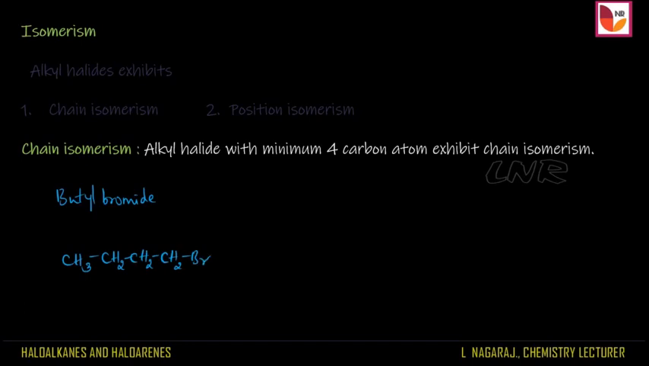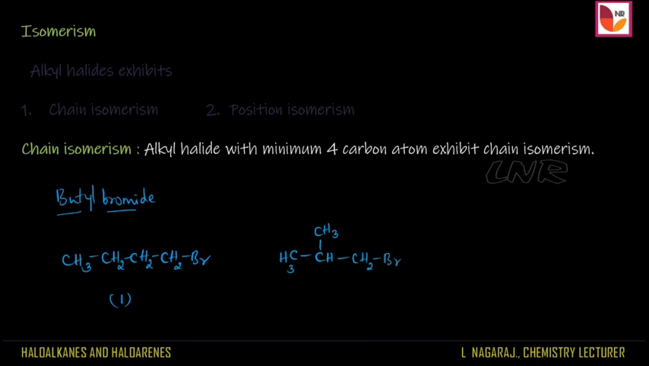So butyl is nothing but 4 carbon atoms, and the halogen is bromide, so it is butyl bromide. And another isomer of the butyl bromide is a branched isomer, that is CH3, CH, and there is one methyl group, CH3 and CH2, it is Br.